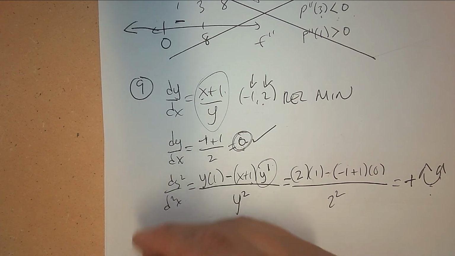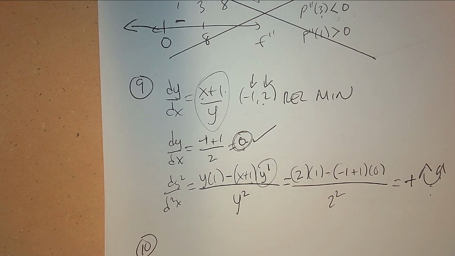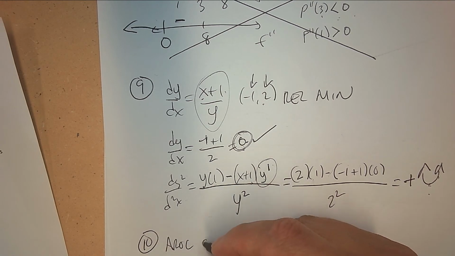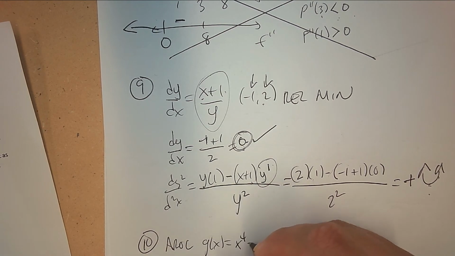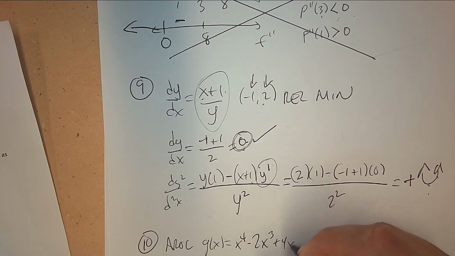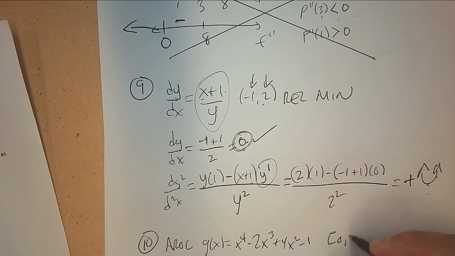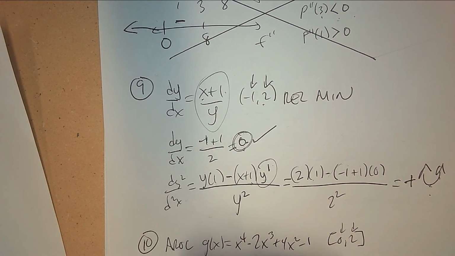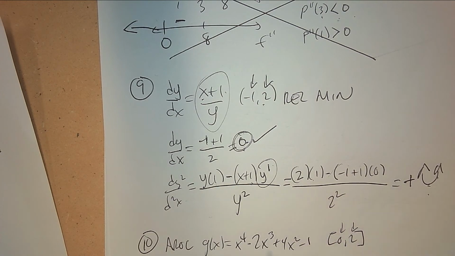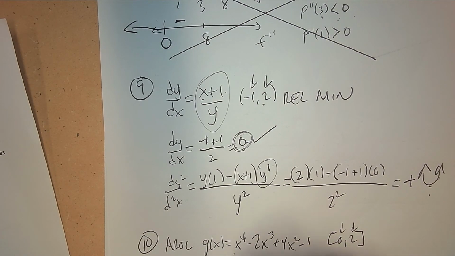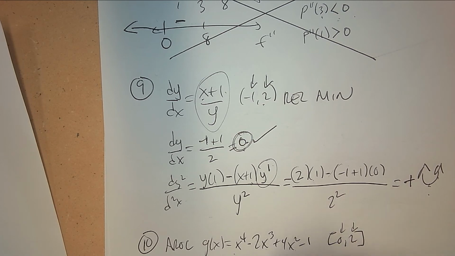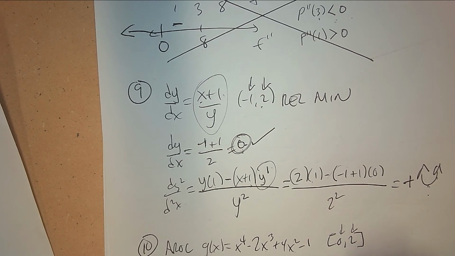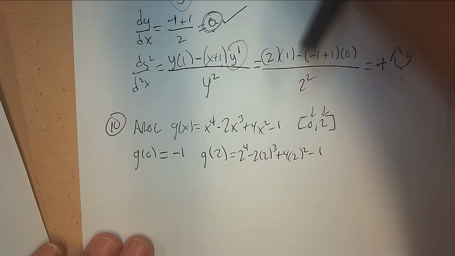All right, number 10. Number 10 says find the AROC, the average rate of change, of g at x equals x to the fourth minus 2x cubed plus 4x squared minus 1 from 0 to 2. Now to find the AROC, I need 2 points. These are my x coordinates. What I still need to find are my y coordinates. So if you plug in 0, 0, 0, 0, you're left with negative 1. If you plug in 2, this will take a little bit more effort, but you can do it. And then simplify it. So there I am.